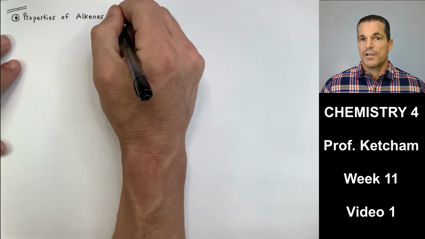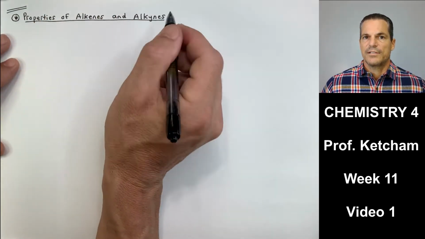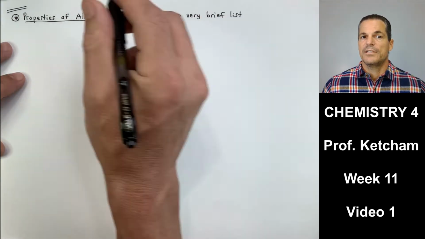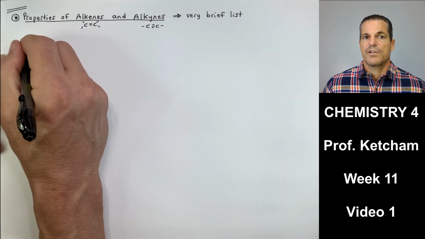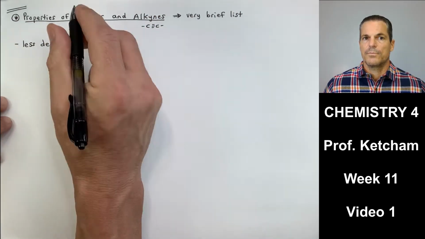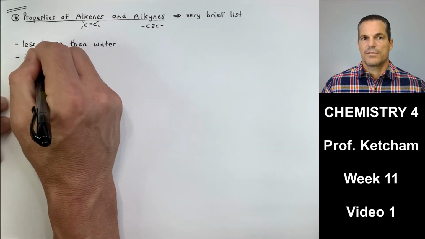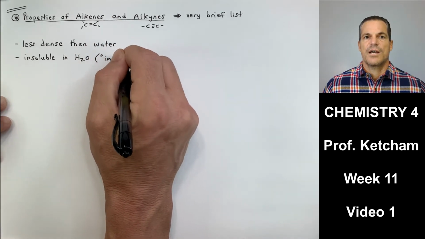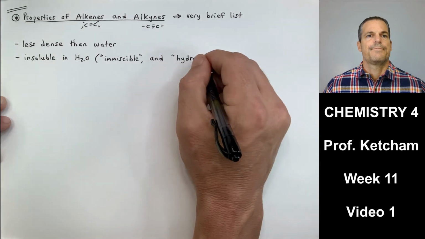All right, now I want to switch topics. We're still on the topic of alkenes, but I want to switch away from cis-trans isomerism of alkenes and instead talk about the properties of alkenes and alkynes. Remember, alkenes are when you have the carbon-carbon double bond functional group. Alkynes are when you have the carbon-carbon triple bond functional group. So we're just going to do a very brief list of properties of alkenes and alkynes, something to consider for multiple choice questions, fill in, etc.